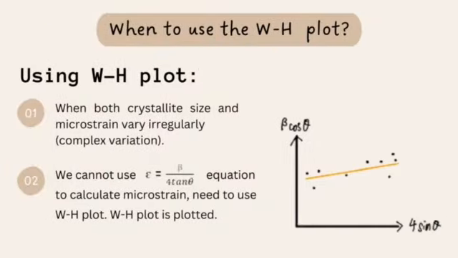When to use the WH plot? When we have data where both crystallite size and microstrain vary irregularly, with complex variation, we cannot use the general formula of microstrain to calculate it. We need to use the WH plot to calculate the microstrain. The graph of the WH plot is drawn by beta cos theta against 4 sin theta.